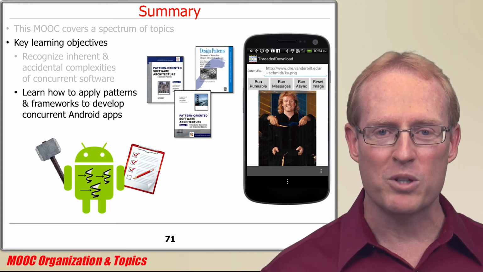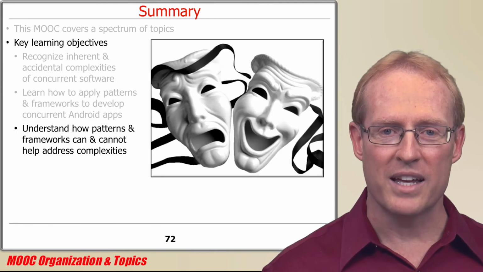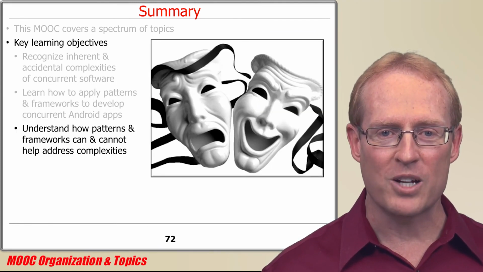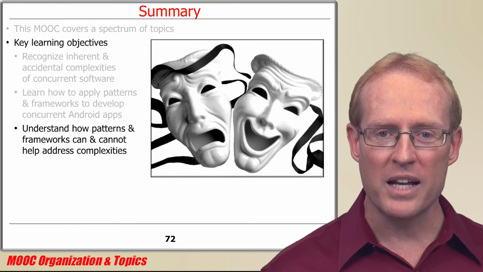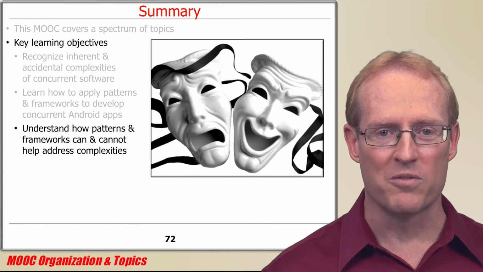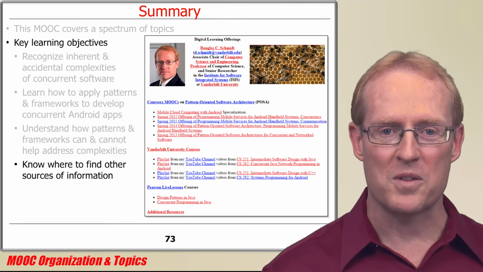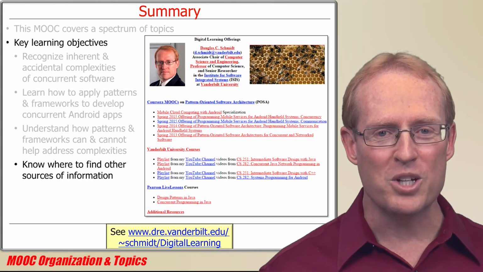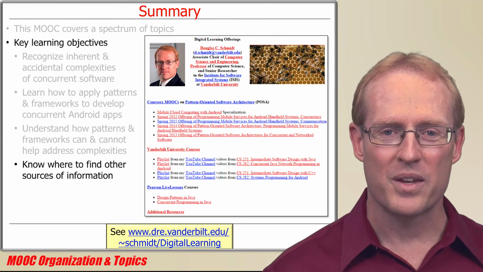using Java programming language features and Android middleware. You'll also understand how pattern-oriented software architecture and framework techniques can and cannot help alleviate the complexities of developing concurrent software for mobile devices. Finally, if you follow up on the links referenced on the slides, you'll know where to find additional sources of information on how to program concurrent mobile applications and services on Android handheld systems.